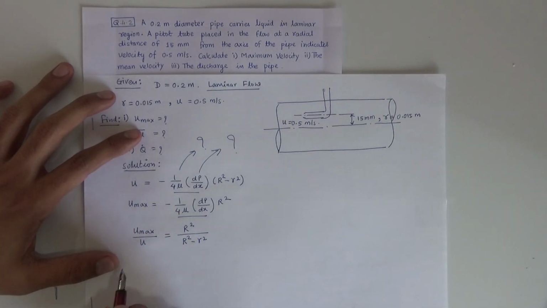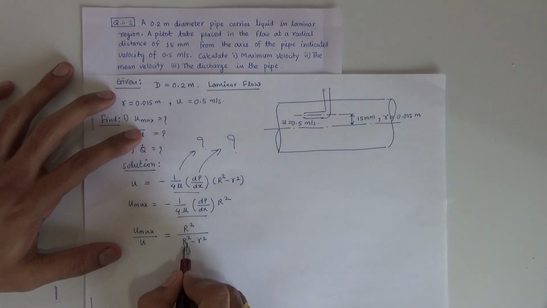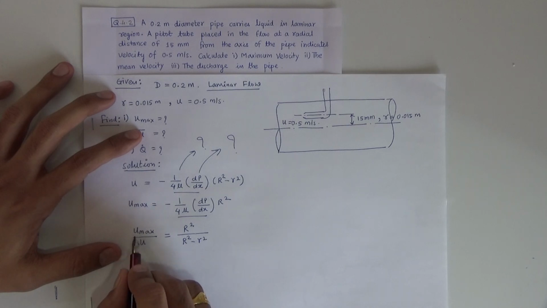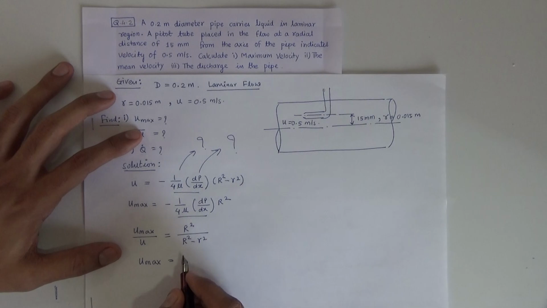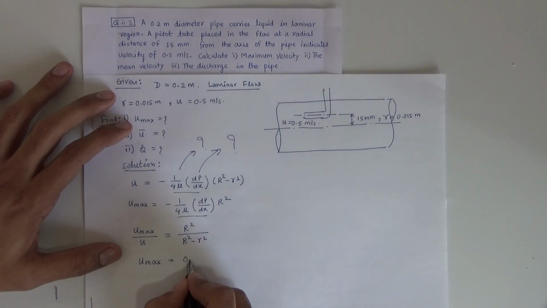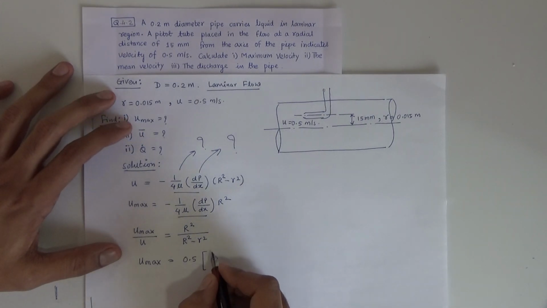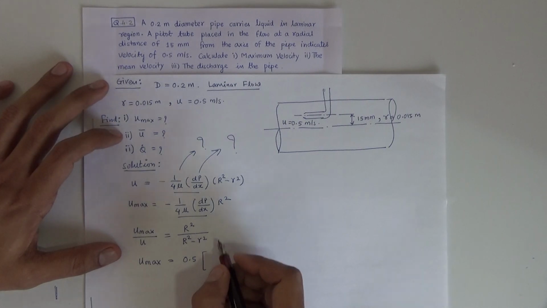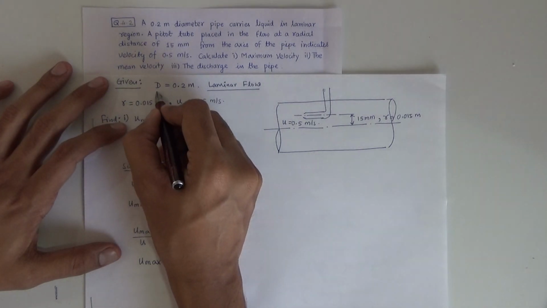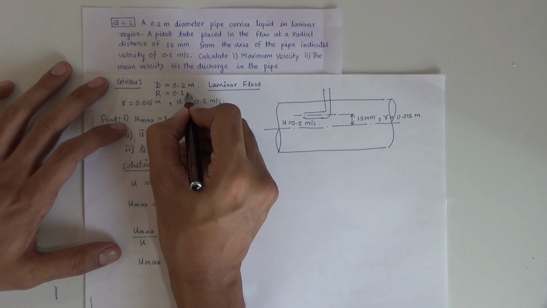So now in this calculation, if you see, capital R is known, small r is known and u is known, so you can find u max. So u max will be, this u will go to this side, so it is given as 0.5 meter per second into bracket capital R. The diameter is given, so I would have immediately converted this into radius, 0.1 meter.